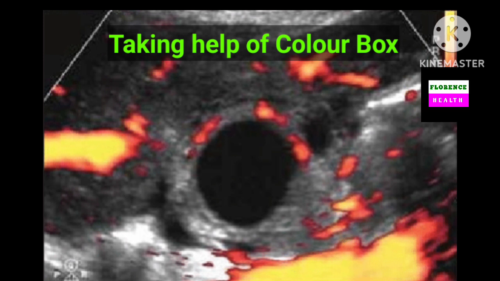By taking the help of color box, you can differentiate whether the increased thickness is due to inflammatory condition or non-inflammatory condition. In inflammatory condition, there will be increased vascularity of the gallbladder wall, which is absent in non-inflammatory condition. This slide shows increased vascularity of the gallbladder wall, which is due to inflammatory condition.